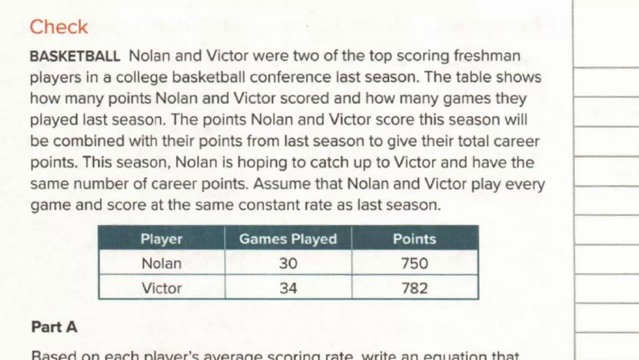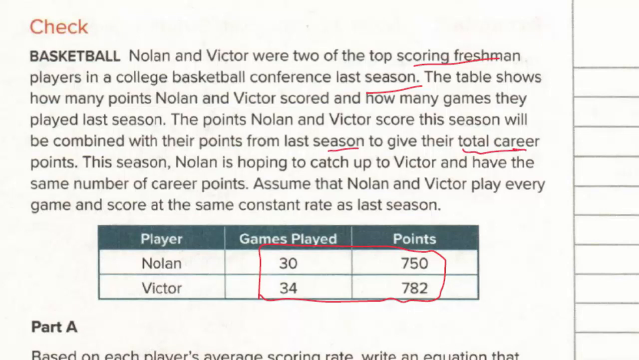It's related to Nolan and Victor, and they are the top scoring freshman players in college basketball from last season. The table below shows how many points Nolan and Victor scored and how many games they played. So we've got two things: how many games and how many points each one of them played. The points that Nolan and Victor scored this season will be combined with their points from last season to give their total career. So this is over 2 seasons.